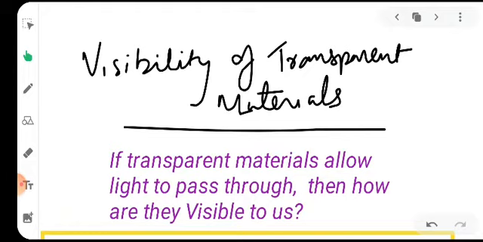You have learned that transparent materials are those kinds of materials which transmit light through them. If they transmit light through them, how are you able to see transparent materials? If transparent materials allow light to pass through, then how are they visible to us? The basic visibility criterion is that at least it must cast a shadow, right or wrong? It must cast a shadow, or at least it must reflect some light. If nothing is happening, then how is it visible to us?